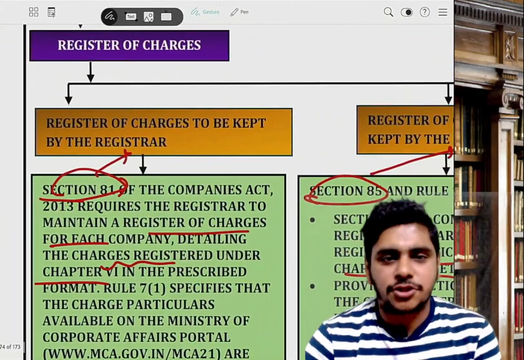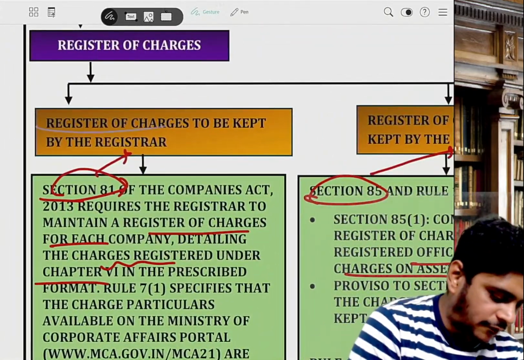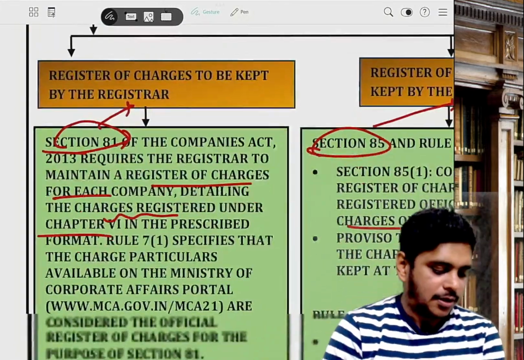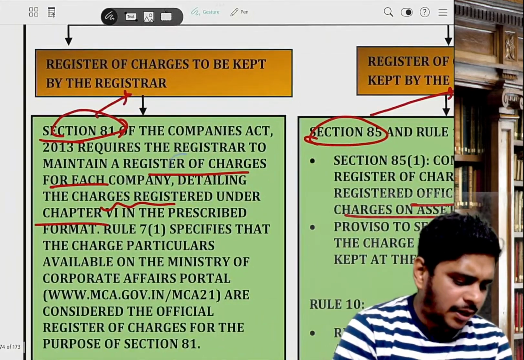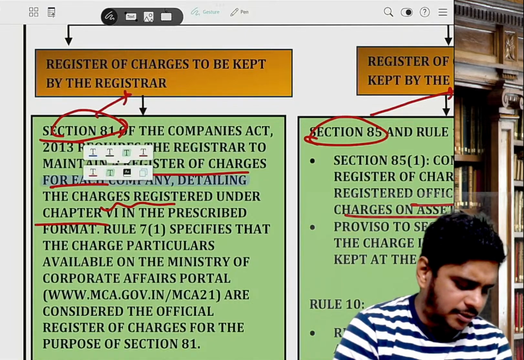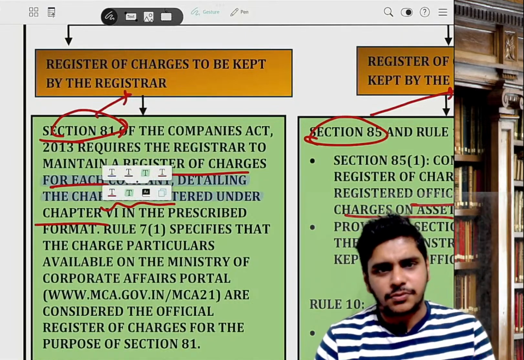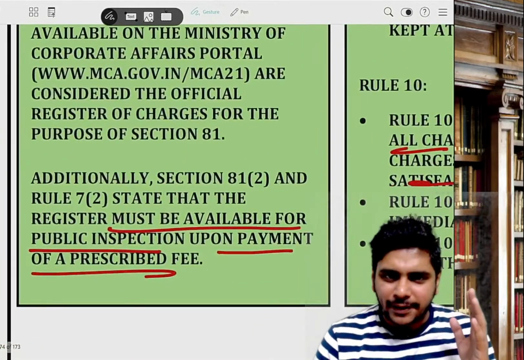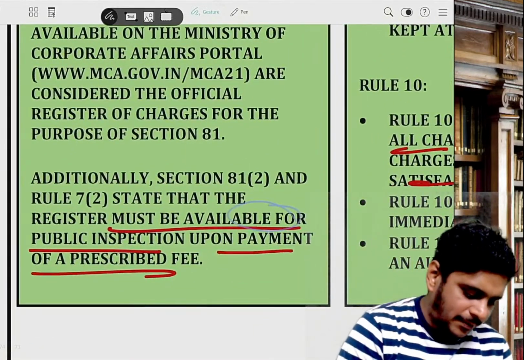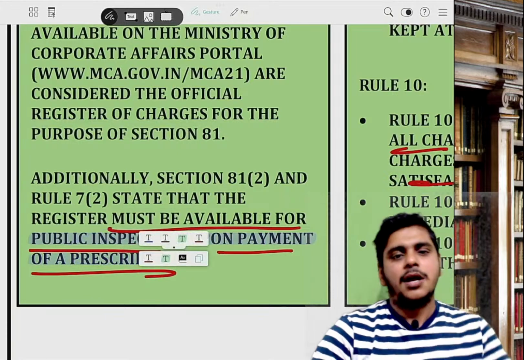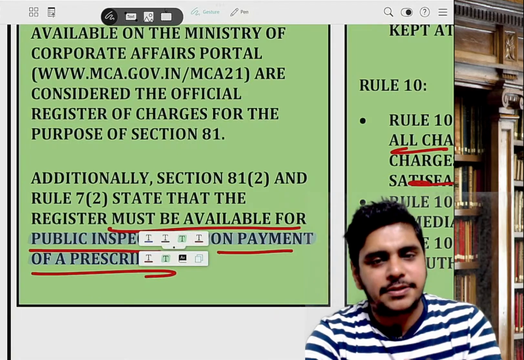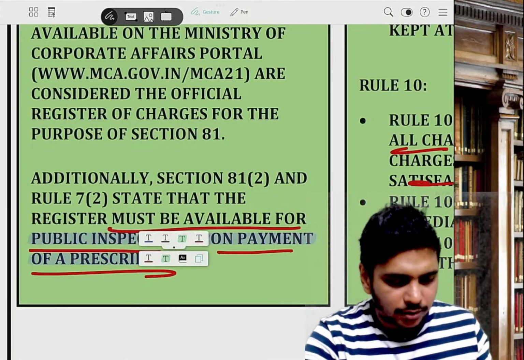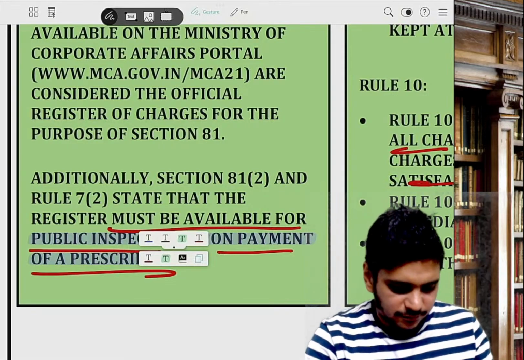ROC. Register of charges to be kept by ROC. A register of charges for each company detailing the charges registered should be kept by the ROC. Who can inspect it? Anybody can inspect. It must be available for public inspection upon payment of the prescribed fee. If you want to inspect the ROC's register, it is section number 81. You have to pay fees.